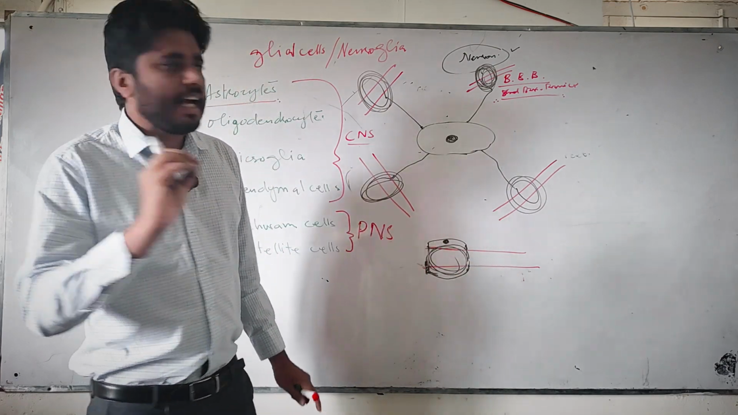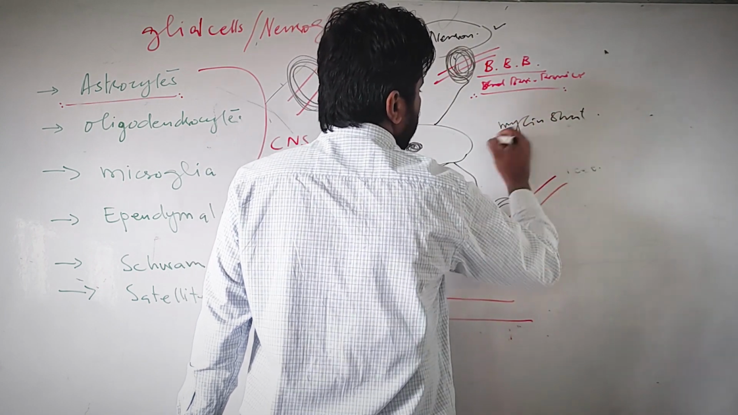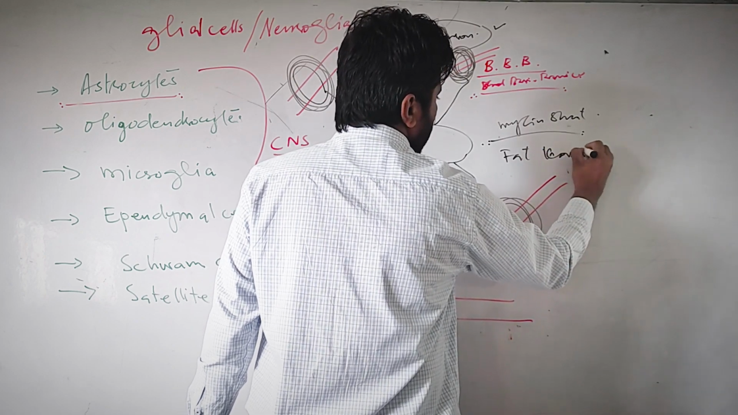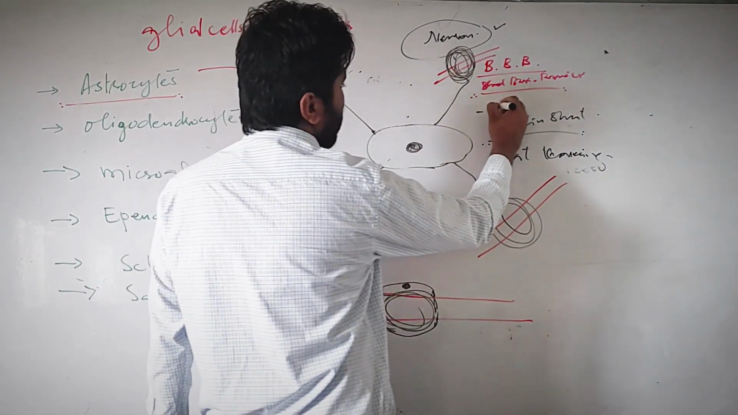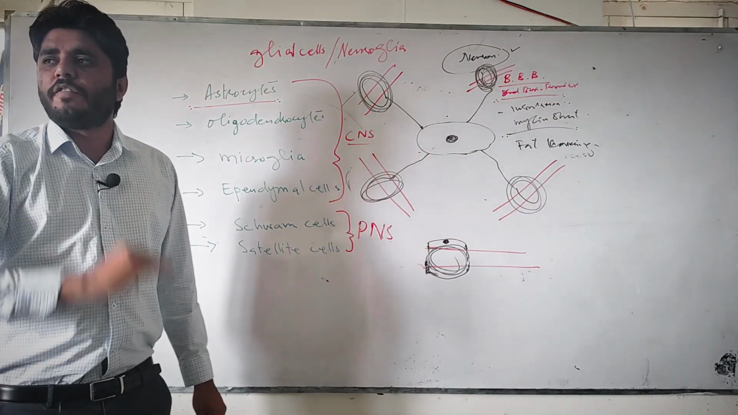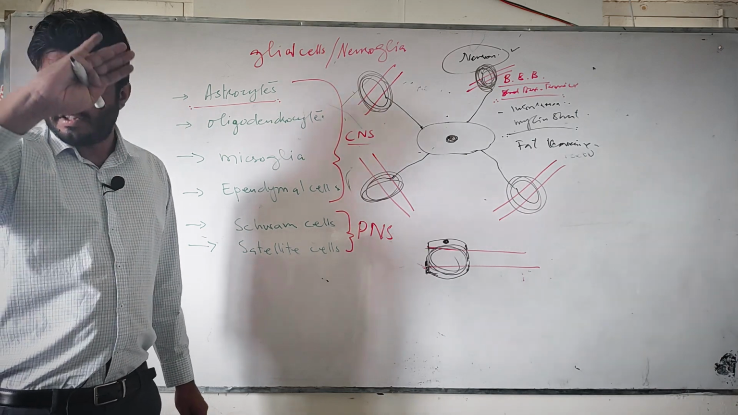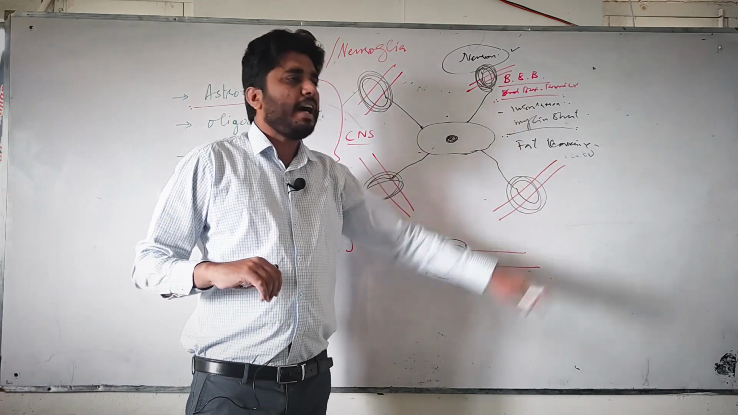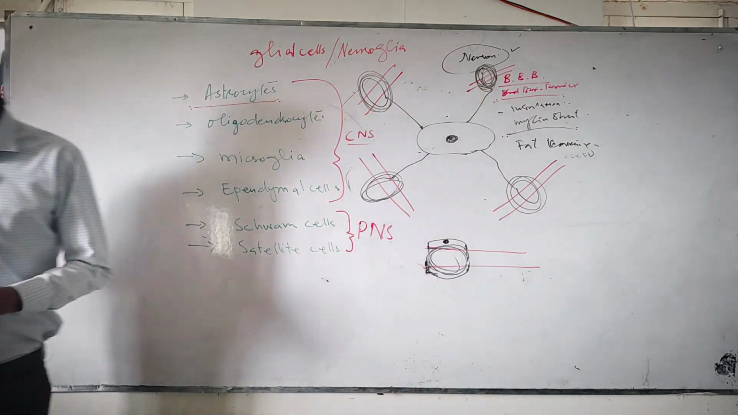The major function is that they are making what? Myelin sheath. What is myelin sheath? A fat covering. Okay, a fat covering which does what? They help in the insulation of the axon. The result, there is smooth and fast movement of the nerve impulse. There will be no loss of action potential due to the myelin sheath. That's clear. Move to the next one.